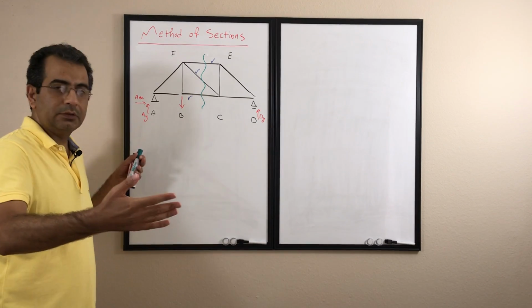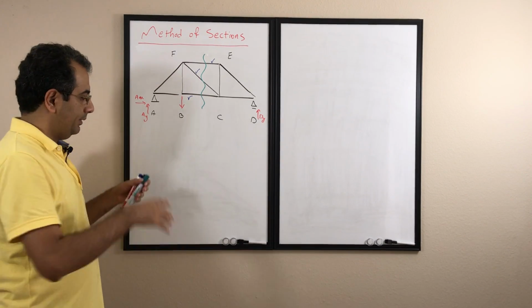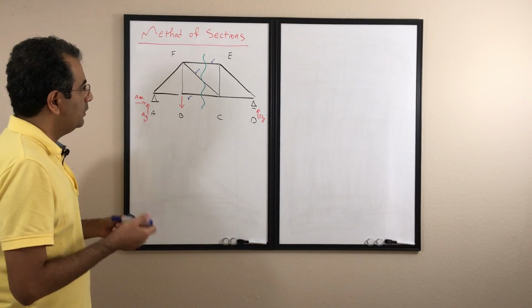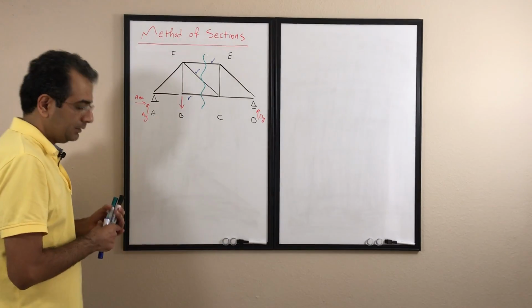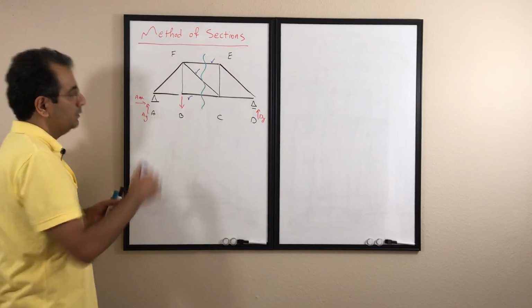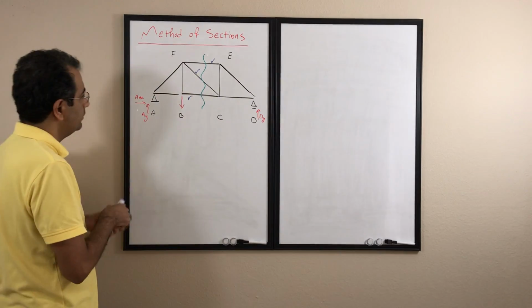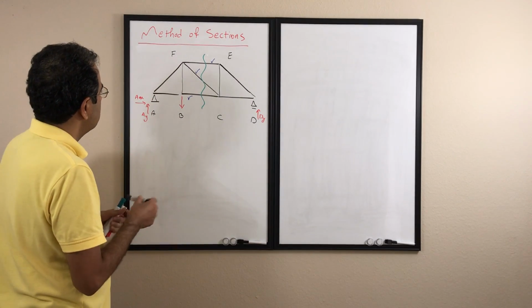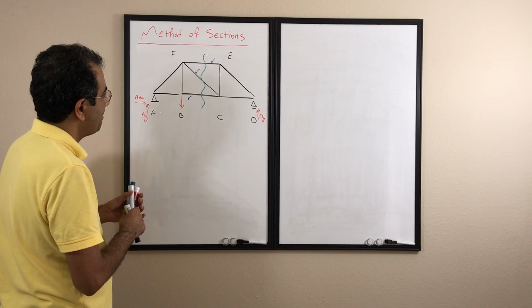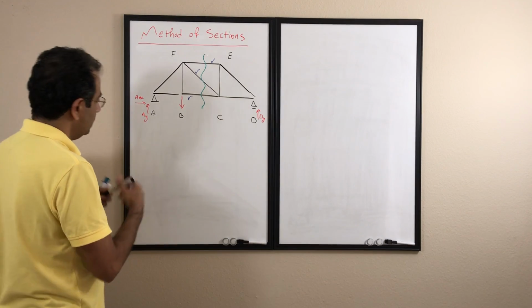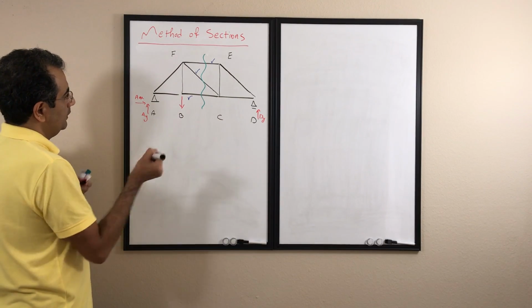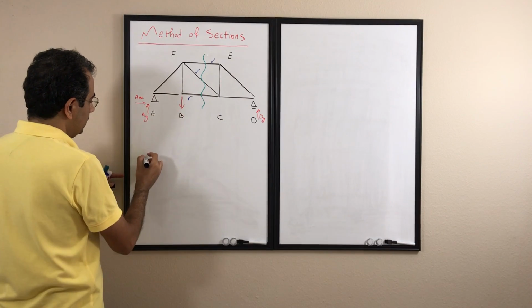So I'm gonna split the truss into 2, and then I will draw each of those 2 sections separately. I might try to draw them here, but so I will try to put them here. So I will draw each of them separately.